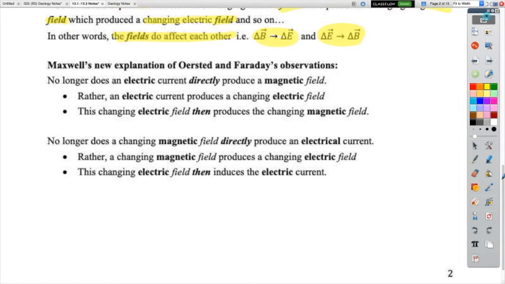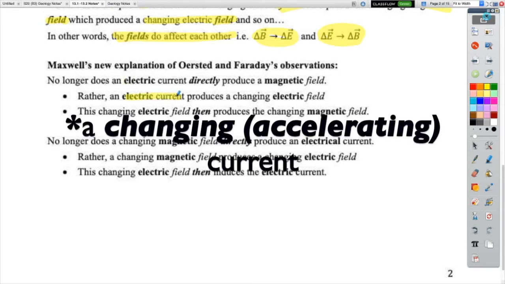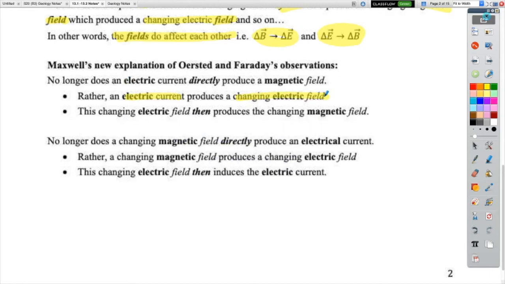Well, his new explanation of Orsted and Faraday's observations, a slight tweak again, but an important one. So no longer does an electric current directly produce a magnetic field. Rather, an electric current produces a changing electric field. And then this changing electric field can produce a changing magnetic field. Now no longer does a changing magnetic field directly produce an electric current, right? But a changing magnetic field can produce a changing electric field, right? And then that changing electric field can induce an electric current.